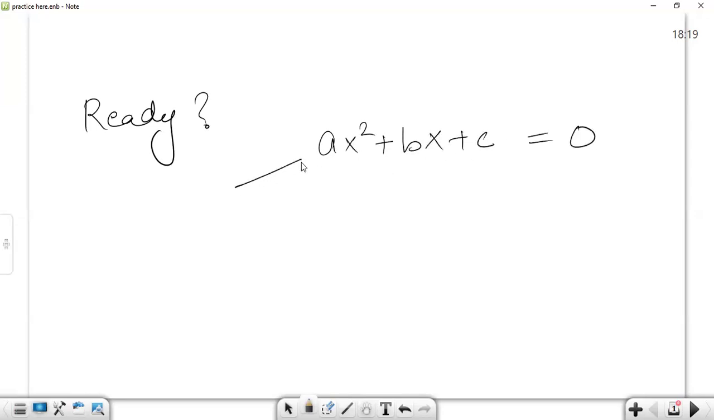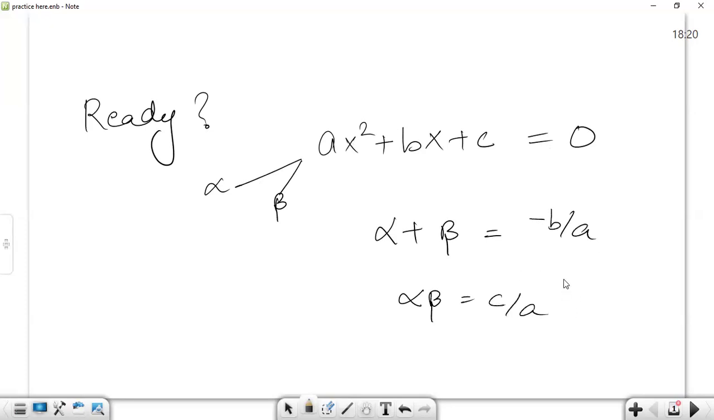So this is a quadratic equation having roots alpha and beta. So what is alpha plus beta? Minus b by a. What is b here? B is the coefficient of x. A is also a coefficient, and C is the coefficient of x raised to power 0, and we can also say C is a constant here.